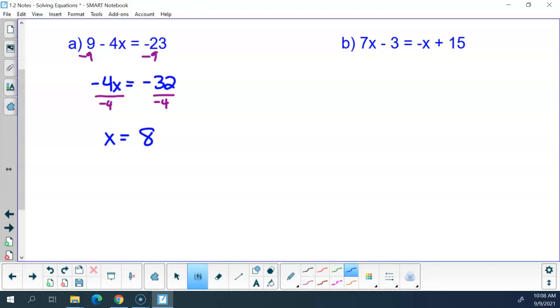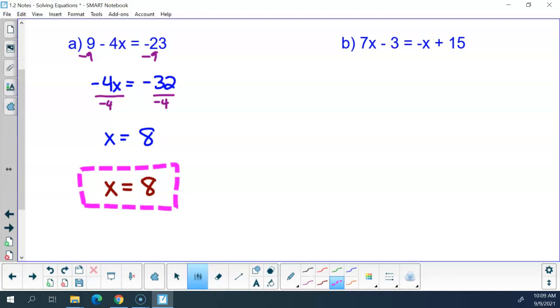Checking it, plug it back in. Let's do it in your head, as we get more complicated. 4 times 8 is 32, right? 9 minus 32 is negative 23. That's a true statement. So our answer here then would be x equals 8. And because we checked it, we've earned the right to put a little box on it so that we know where it is.